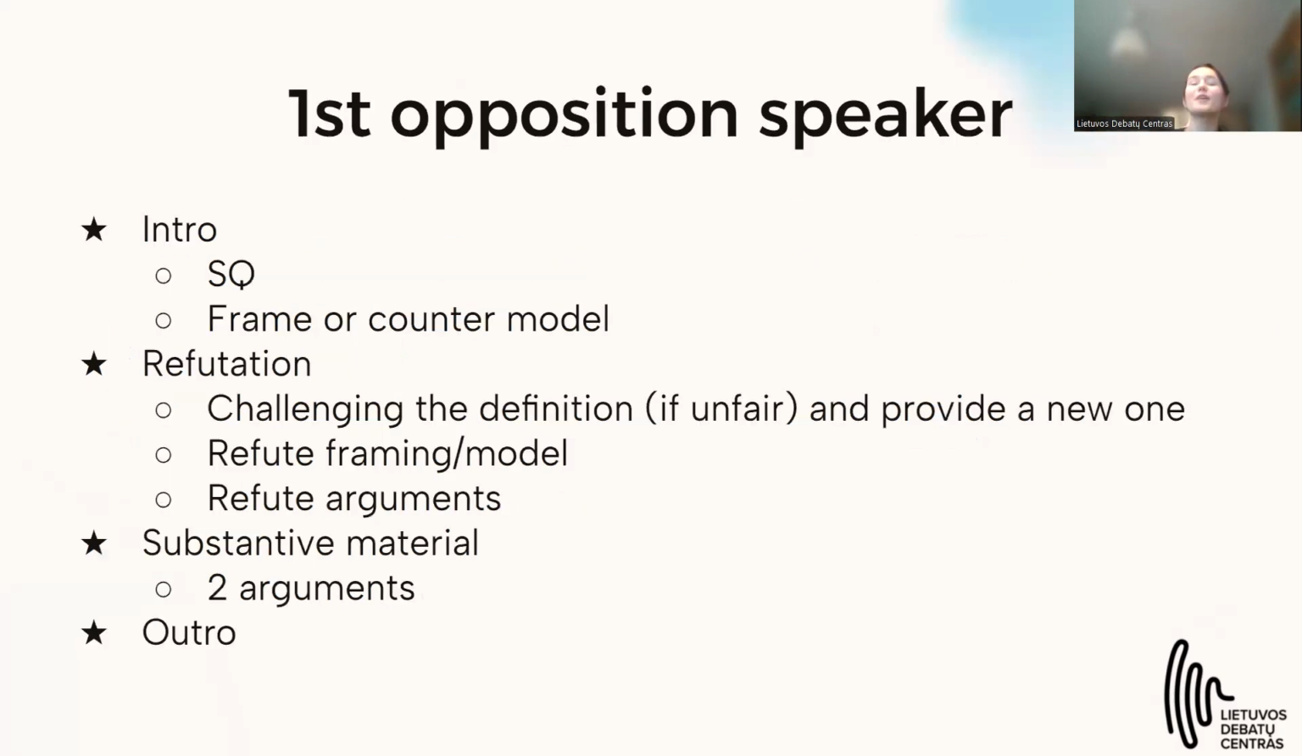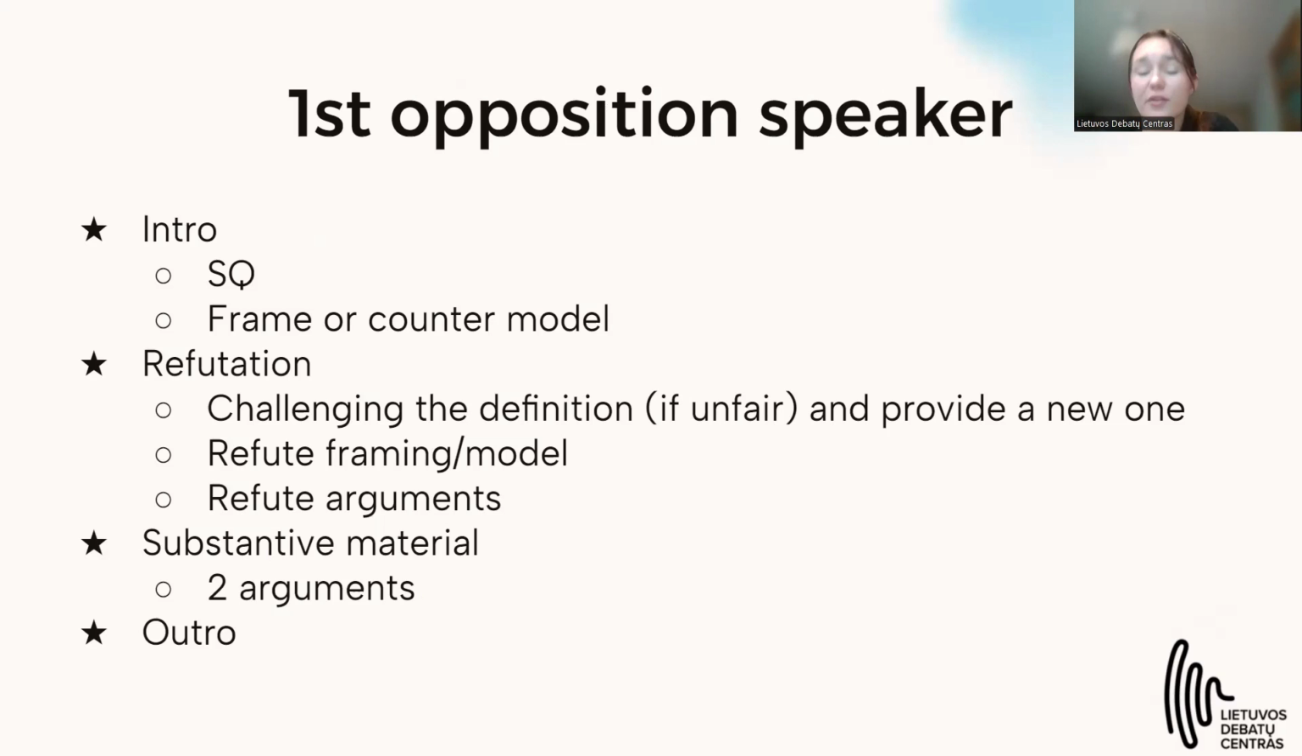Okay, then we're going to move on to the first opposition speakers and what are their roles. So again, you will have an introduction to the debate, but this time you're going to do it from the opposition side. So you're going to try to reverse everything that proposition said and say that, in your world where you do not impose the resolution, you're going to be better off. So this again looks like having the status quo, but also having framing or a counter model.